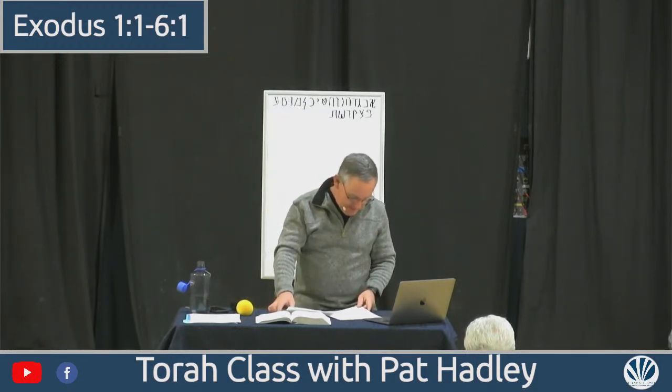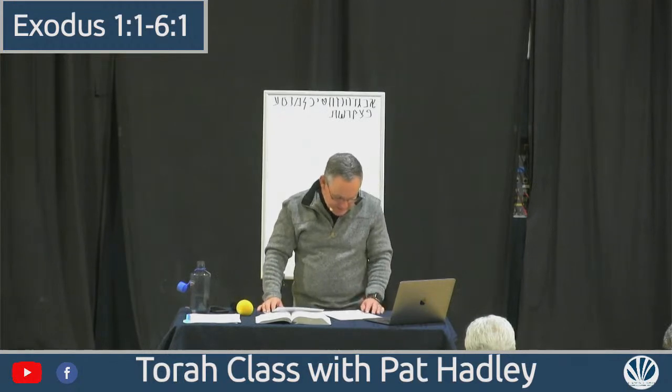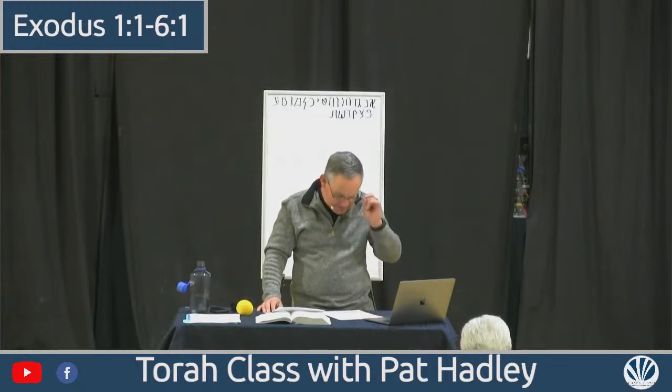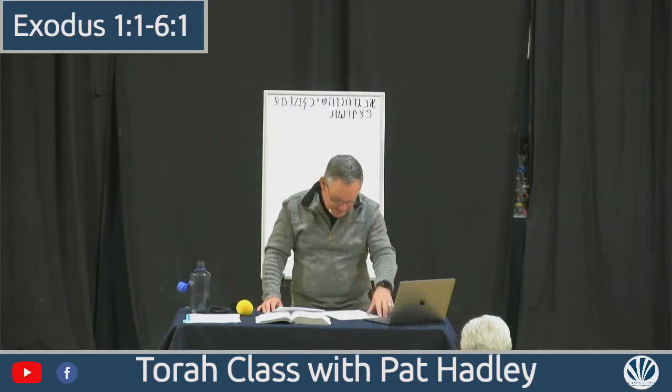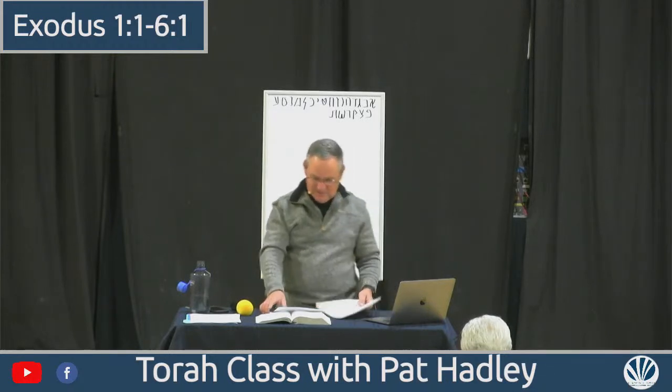So now he tells Moses, go, gather the leaders of Israel together. Say to them, Yehovah, the God of your fathers, the God of Abraham, Isaac, and Jacob, has appeared to me and said, I have been paying close attention to you and have seen what is being done to you in Egypt.